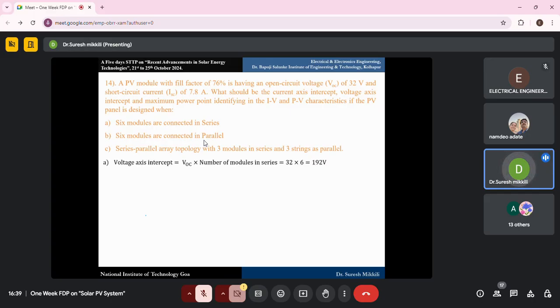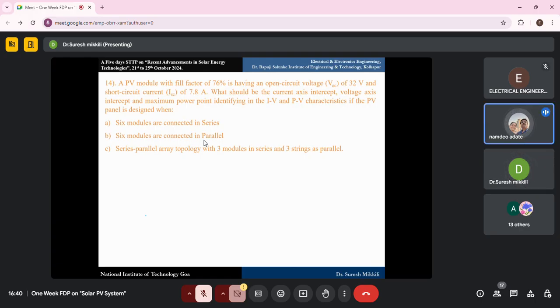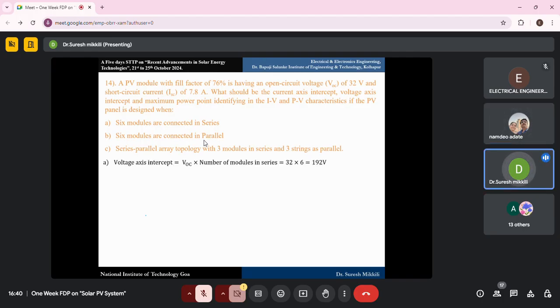So first one, what is given? The voltage axis intercept will be, how much? VOC I want to calculate. So total 6 modules are in series. One module voltage is how much? 32. One module voltage is 32. 6 modules are in series, so 32 into 6, which is 192. So 6 modules in series means VOC into the number of modules in series. So it is 192 volts.